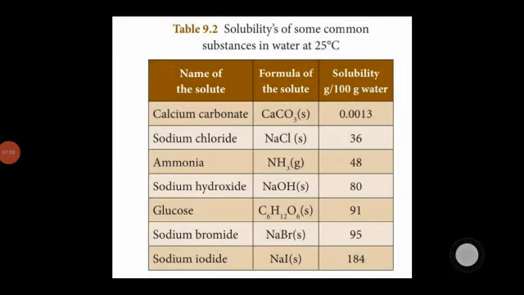Let's see the solubility of some common substances in water at 25 degrees Celsius. Already we learned sodium chloride: 36 grams of sodium chloride dissolved in 100 grams of water. The first substance, calcium carbonate. The formula of calcium carbonate is CaCO3. The calcium carbonate is in solid state. 0.0013 grams of calcium carbonate dissolves in 100 grams of water.